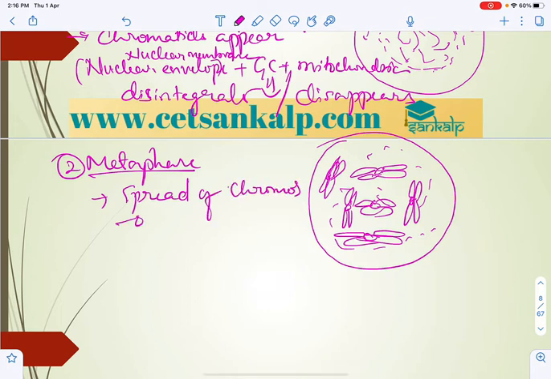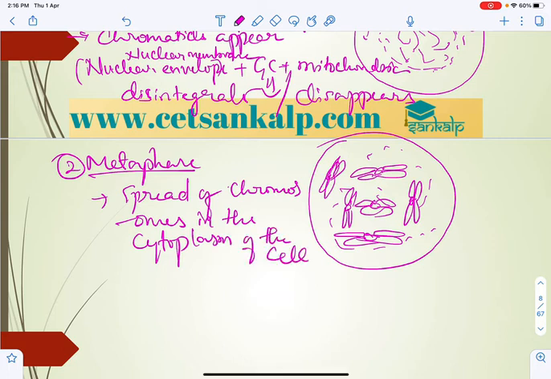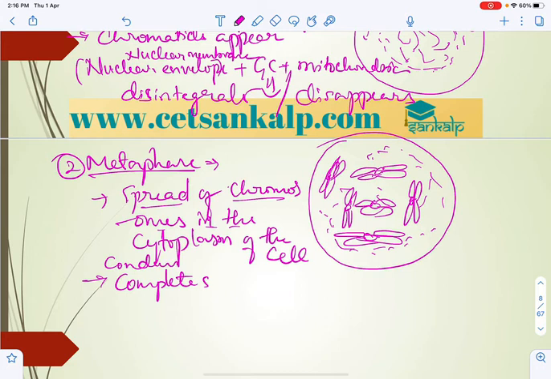of chromosomes in the cytoplasm, throughout the cytoplasm of the cell. As these chromosomes are spread through the cytoplasm of the cell, the cell appears like this. In this metaphase the chromatids are clearly visible, where the complete condensation of chromosomes completes. As condensation completes, what?